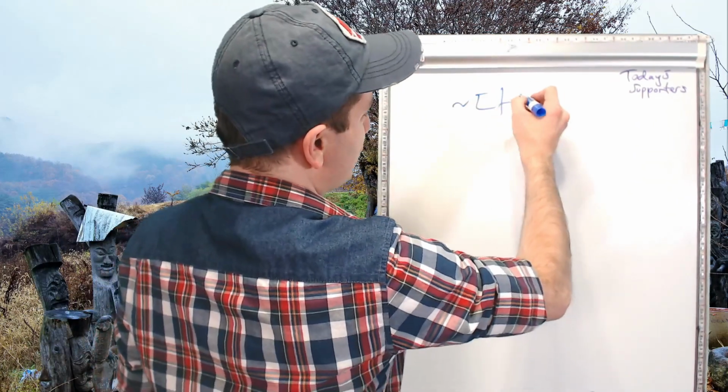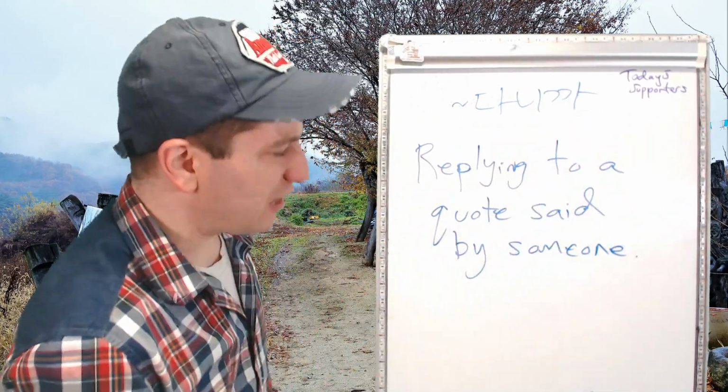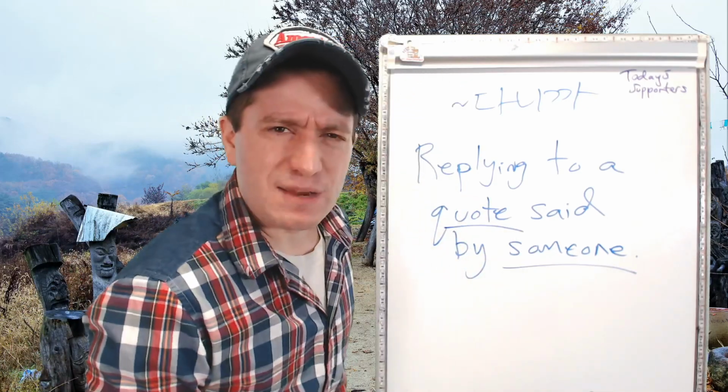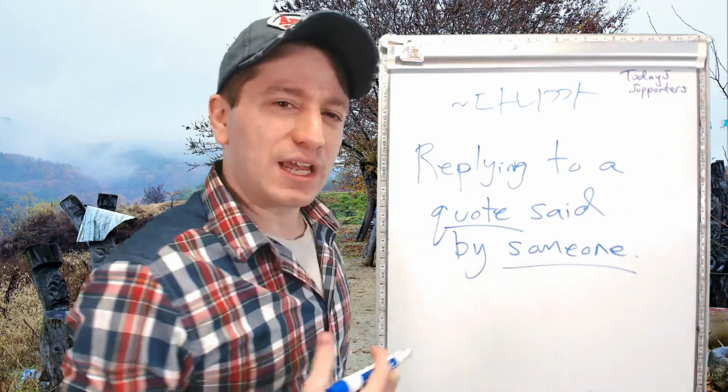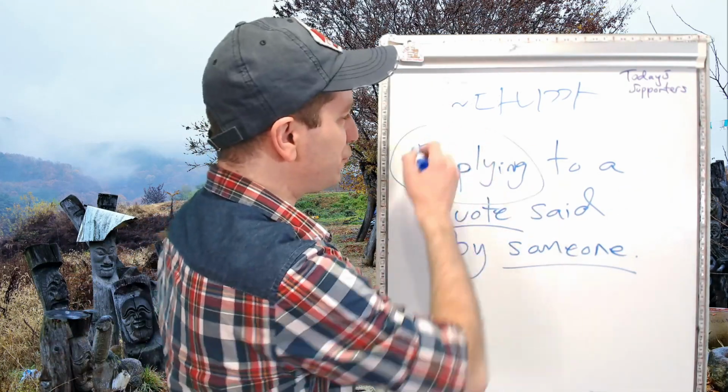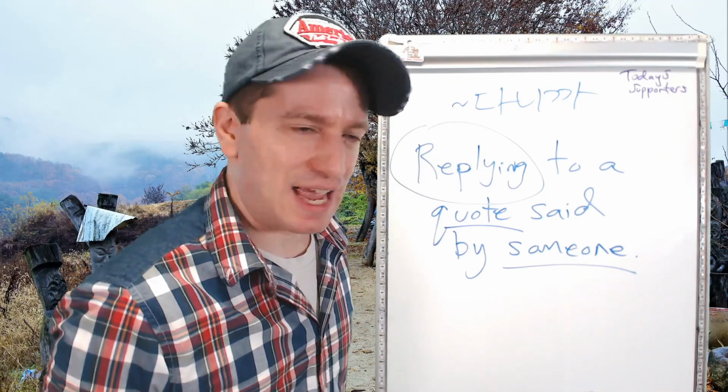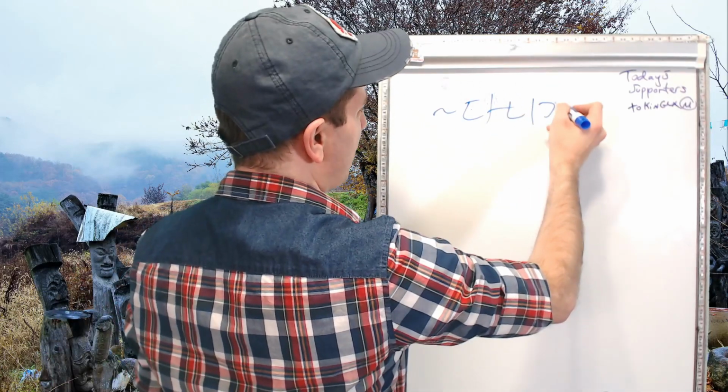So what is 다니까 used for? 다니까 is used for replying to a quote said by someone. Now, who is this someone? It could be someone else, or it could also be yourself. So this form is used for replying to something that somebody said. There's another important rule you need to know about 다니까.